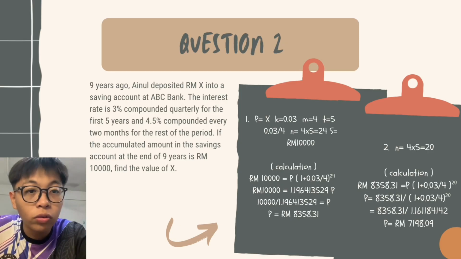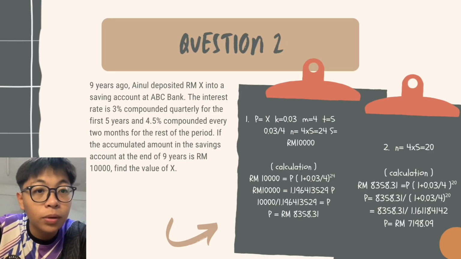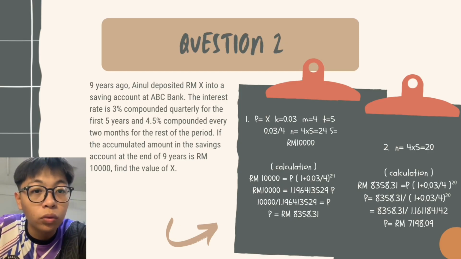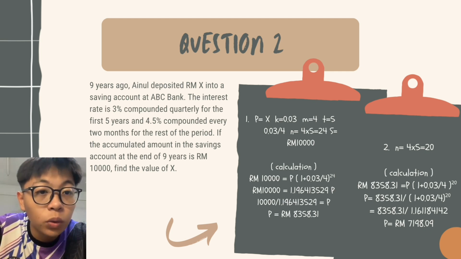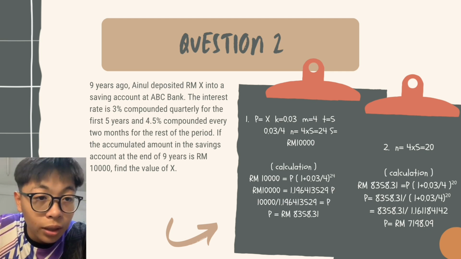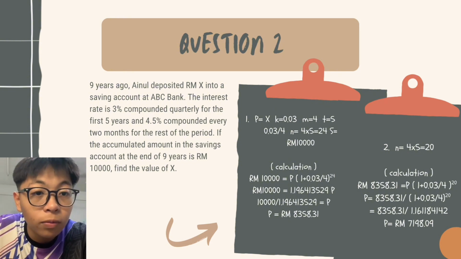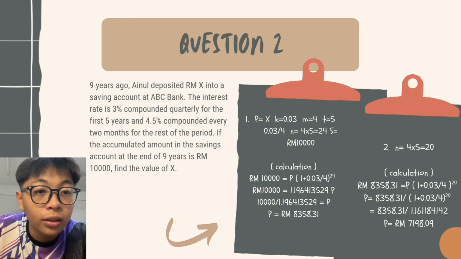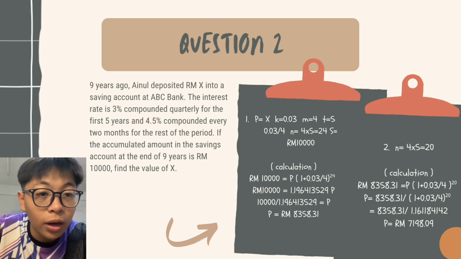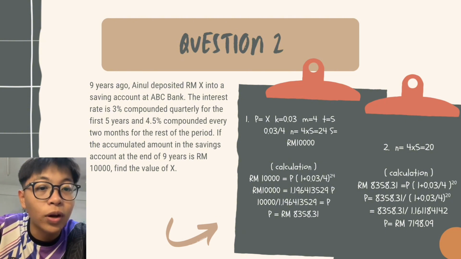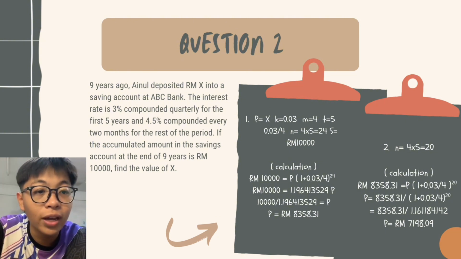For question 2, we are calculating the present value using compound interest at two different periods. First, we work backwards from the future value of RM 10,000 using 4.5% interest compounded 6 times a year for 4 years. We get P2 RM 8,358.31. This becomes our value at S1.